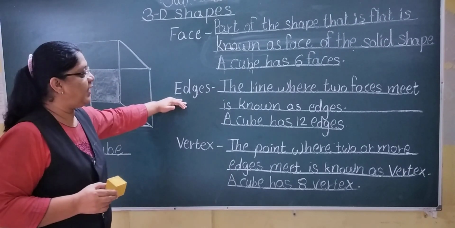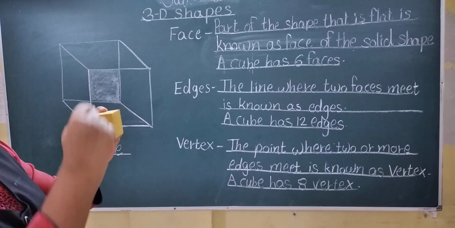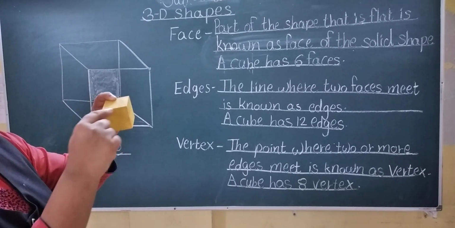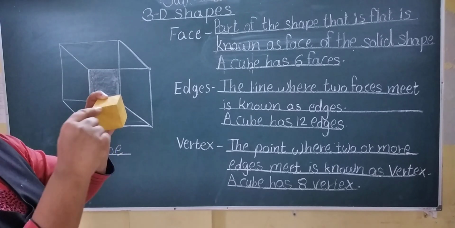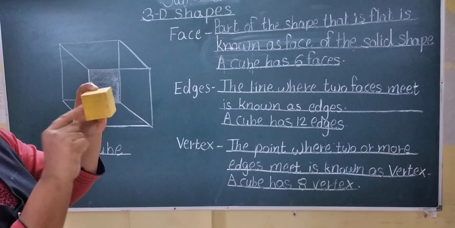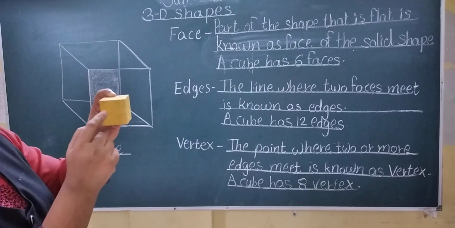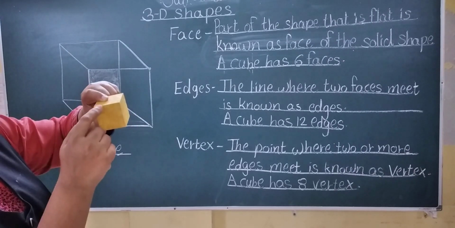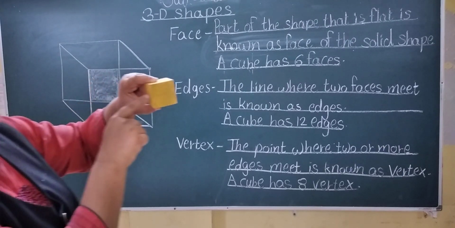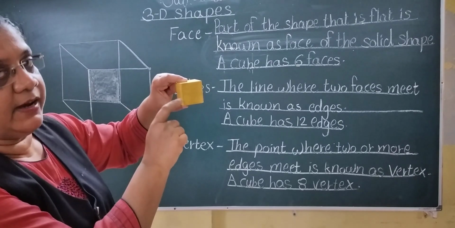Now we will see the edges. See the line where two faces meet. See, these faces meet here. This line is called an edge. See these two faces meet here, this line is called an edge. See this face and this face meet here, this line is called an edge.